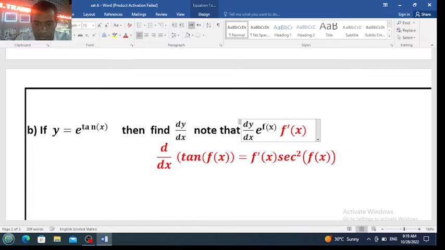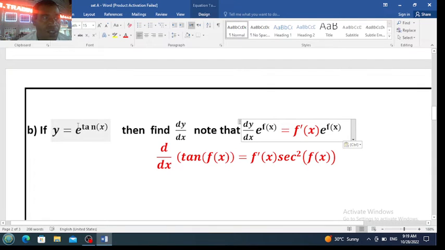Clear? Therefore, to differentiate this one, learners, you know that the first derivative of exponential of tangent of x will be sec square of x multiplied by exponential of tangent of x. Therefore, I will use this fact, and I will just replace f of x with it.